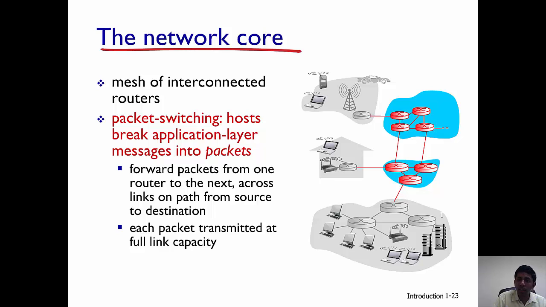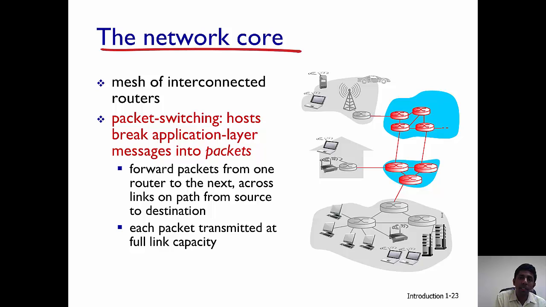The network core consists of a mesh of interconnected routers. So in this figure, the routers in the two blue networks that you can see constitute the core of the internet. And what they do is they help to carry packets from the source to the destination.